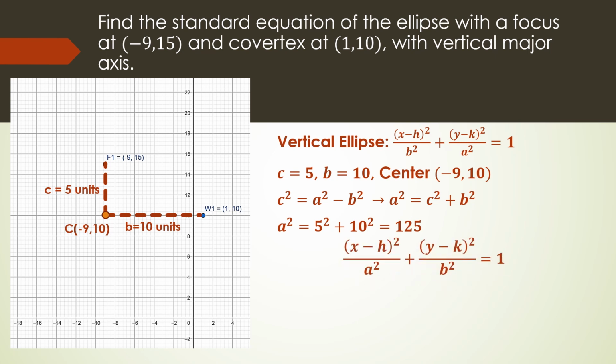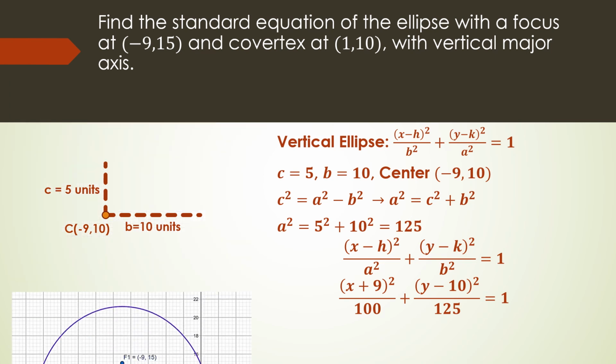So, to write the standard equation of this ellipse, let's just substitute every value. So we will now have the quantity x plus 9 squared over 100 plus the quantity y minus 10 squared over 125 equals 1.